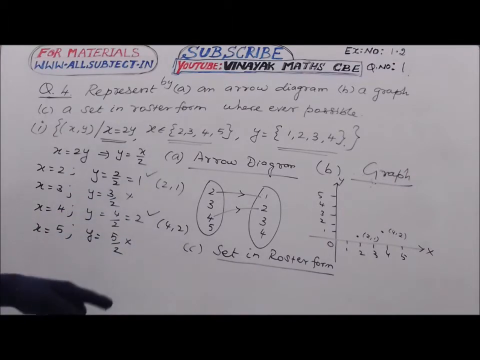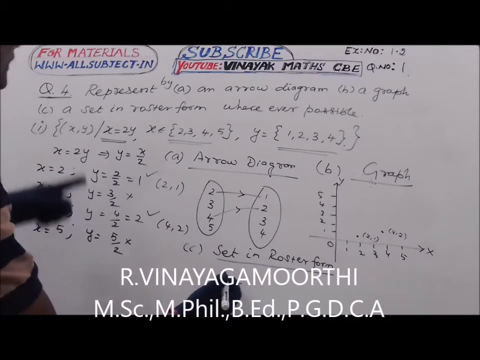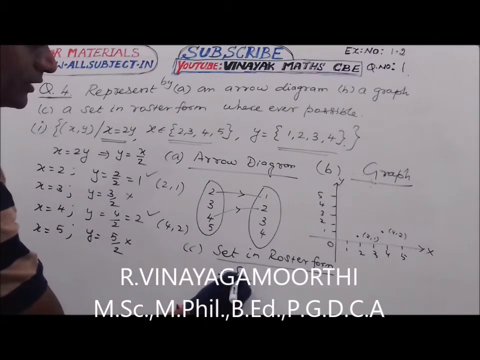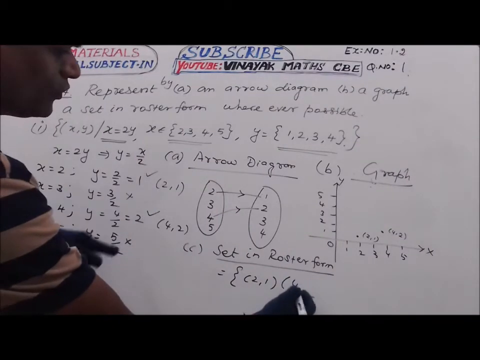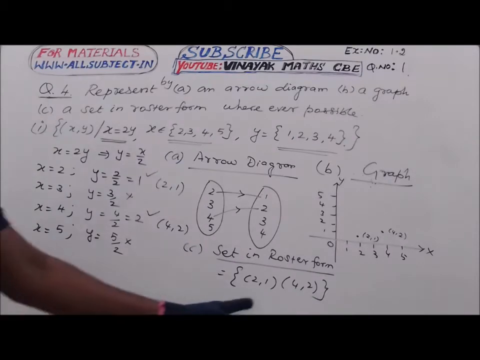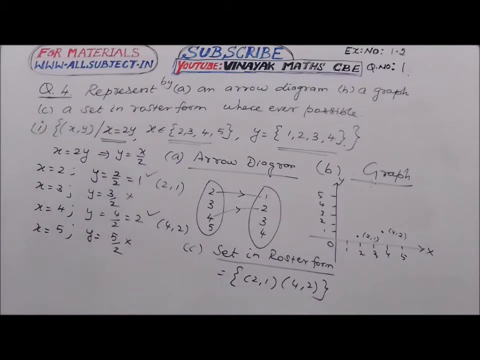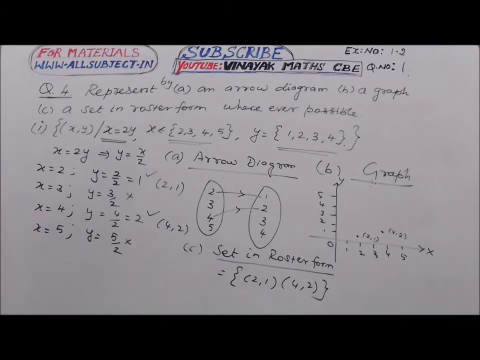Here the set in roster form is R equal to, using the set bracket, {(2, 1), (4, 2)}. The elements listed within the set bracket is known as roster form. So in the roster form we have 2, 1, 4, 2. This is the respective roster form.